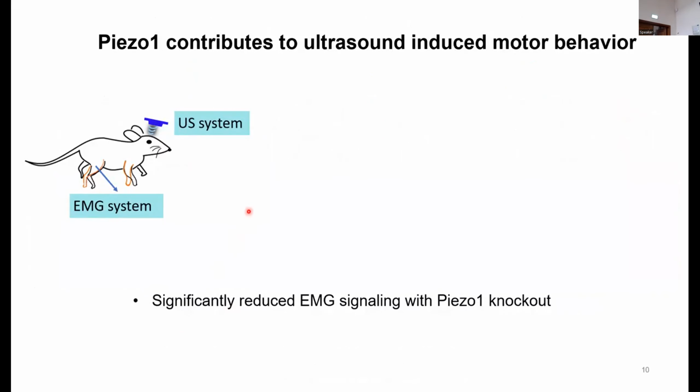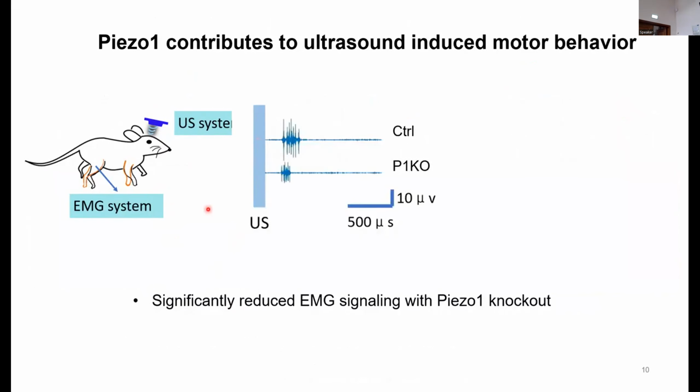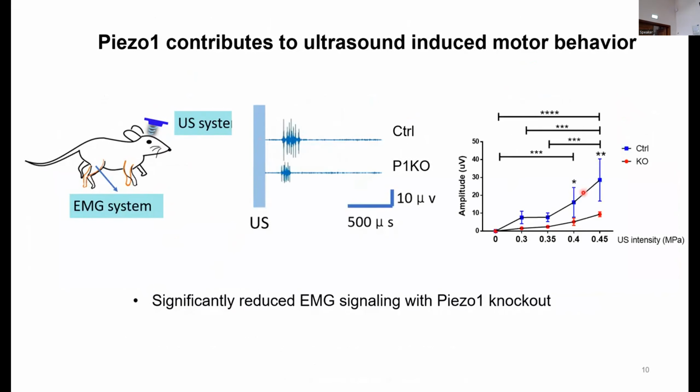To better quantify this motor response, the EMG signaling was then recorded. And here are the results and the statistical results. We can see here that in the control mice, the EMG signaling can be induced by the ultrasound in an acoustic intensity-dependent manner, while the P1KO mouse showed significantly lower EMG signaling, demonstrating that piezo-1 should contribute to the ultrasound-induced motor behaviors here.